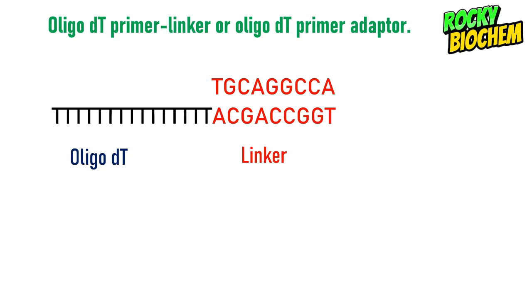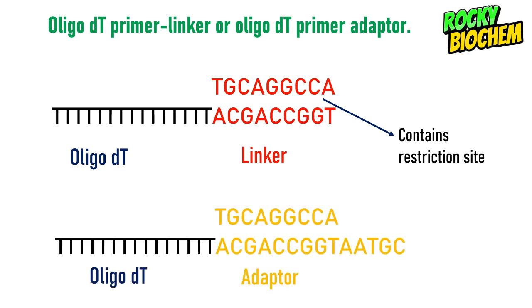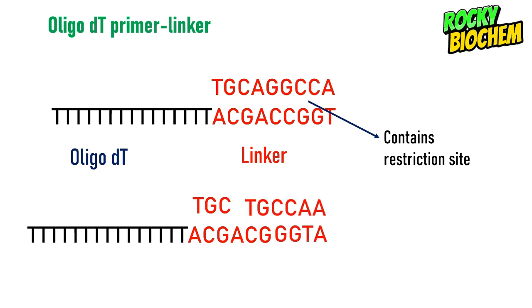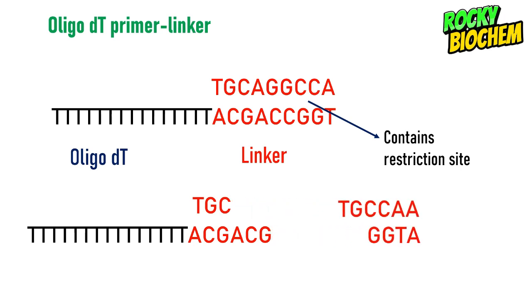Oligo-dT linkers are just a combination of oligo-dT sequences and a linker sequence. A linker sequence is just a short double-stranded DNA sequence that possesses a restriction site within it. So restriction enzymes can be used to cut the linker at the restriction site to generate a sticky end. As for oligo-dT adapters, they already have sticky ends, and hence there is no need for the use of restriction enzymes to generate the sticky ends. As I said, the oligo-dT linkers possess restriction sites within them, and hence by using restriction enzymes, they can be cut at those regions to generate sticky ends.